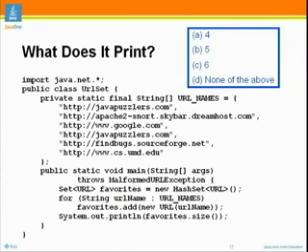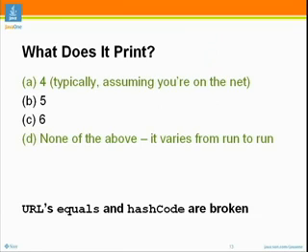Then let us see what this program actually does, shall we? Well, as a practical matter, it does print 4. If you run this, it will print 4 if you are connected to the net. And you Googlers are always connected to the net. So it will print 4. If you look in the specification, you'll find that the answer is it varies from run to run.